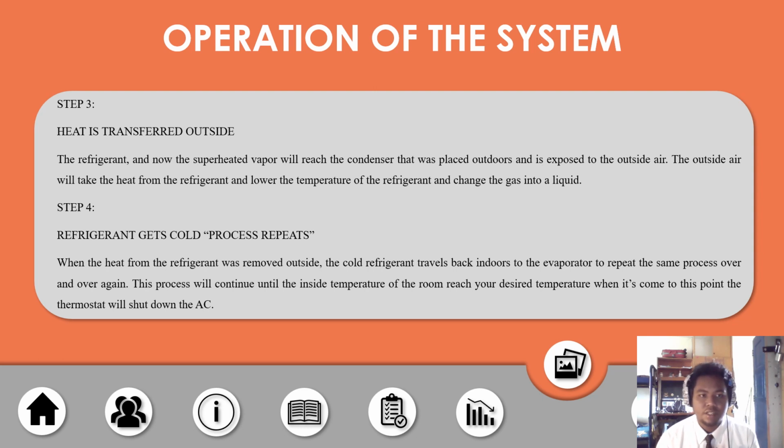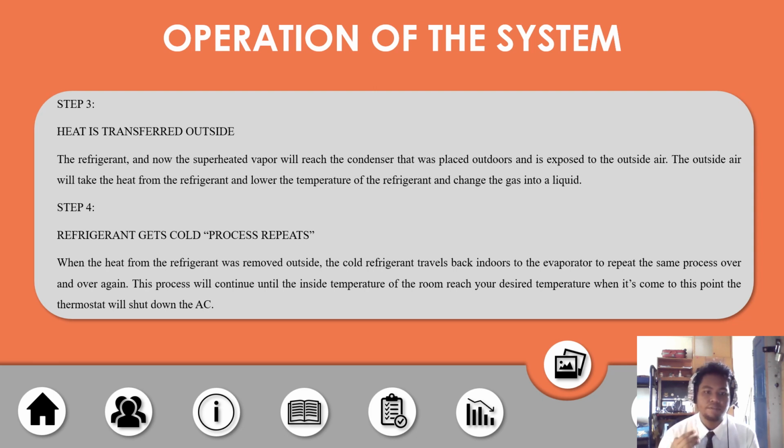Step 3 is heat is transferred outside the refrigerant. Now the superheated vapor will reach the condenser that is placed outdoors and is exposed to the outside air. The outside air will take the heat from the refrigerant, lower the temperature of the refrigerant and change the gas into a liquid. Then, the last step is the refrigerant gets cool and the process repeats.